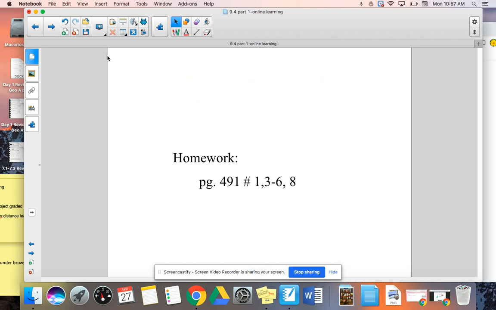Okay, so then what I want you to do is go and do the practice problems that we have provided, and there's an answer key that you can check your answer with. And then you can go on to Big Ideas and for your exit ticket to show that you've completed the learning, and do page 491, numbers 1, 3 through 6, and 8. Everyone, have a great day.